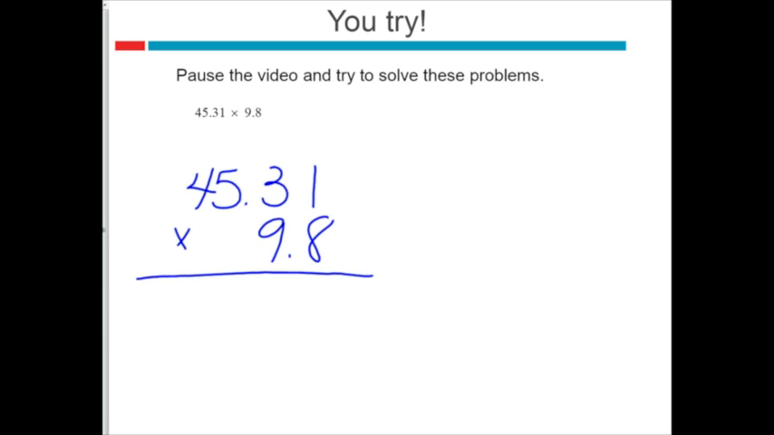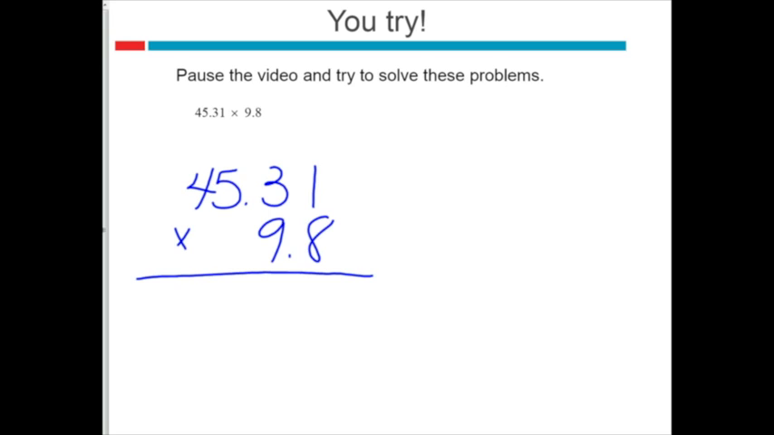Okay, we're ready. We have 45 and 31 hundredths times 9 and 8 tenths. So I hope when you started the problem, you rewrote it so it was vertical, and you did not worry about aligning the decimal points because, again, we're multiplying. The only time you align the decimal points is when you add or subtract.